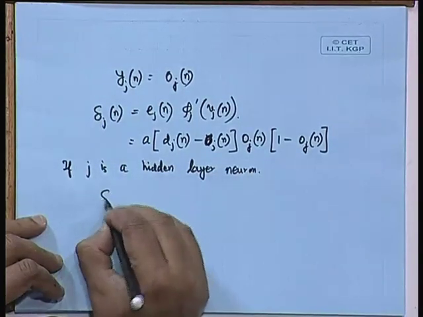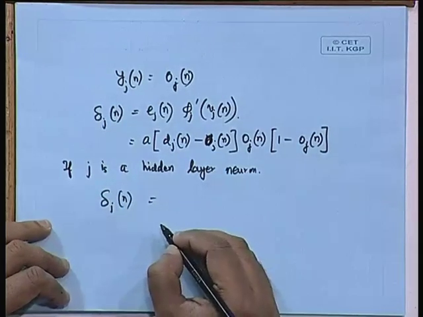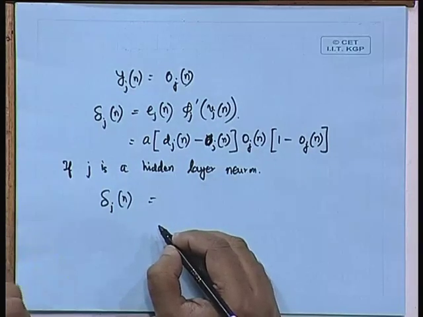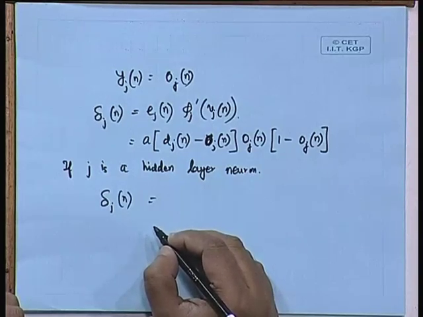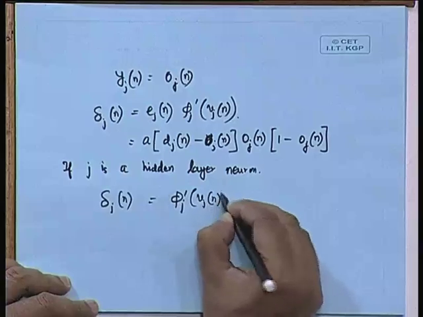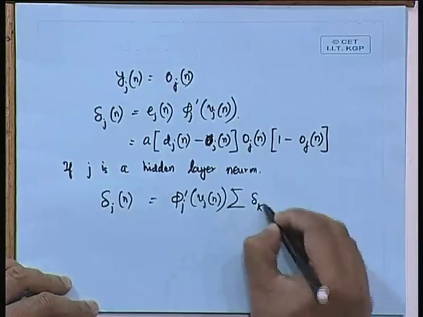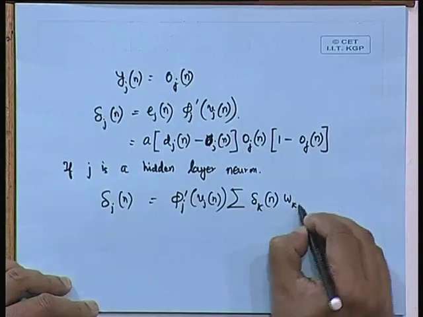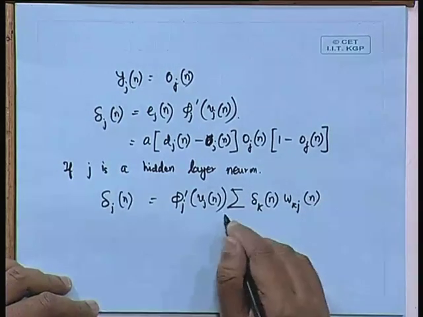in such a case, what will be the expression for our delta j n? Delta j n will be equal to what? Remember our discussion from the last class? Phi dash j n multiplied by summation of what? Summation of all the delta terms, the weighted summation of the delta terms in the output layer. And that weighted summation will be over k, where k is the index for output layer neurons. So, we have phi dash j, that means this neuron j under consideration, Vj n, times summation of delta k n wkj n, and this summation is over k.